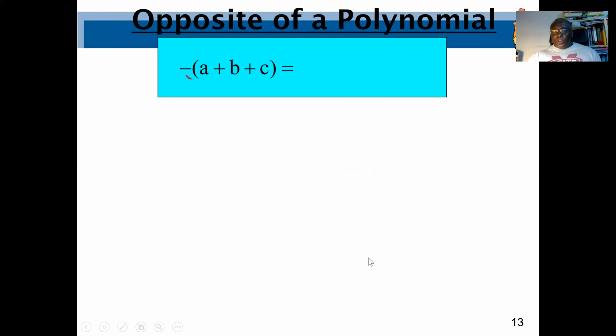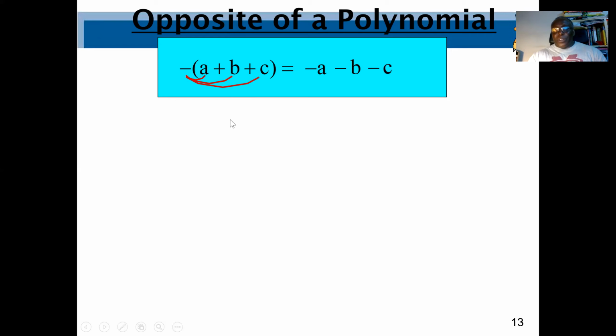So opposite of polynomial addition, now we're trying to do subtraction. The only thing we should know here is that, for example, if I have a subtraction and I have some terms in the parentheses, all we have to know is that the sign will change. If it's positive, the signs will remain the same. So if I have negative (a plus b plus c), when I remove the parentheses, I will get negative a, negative b, and negative c.